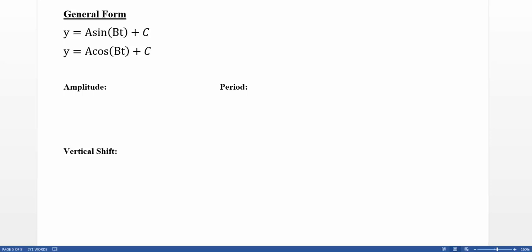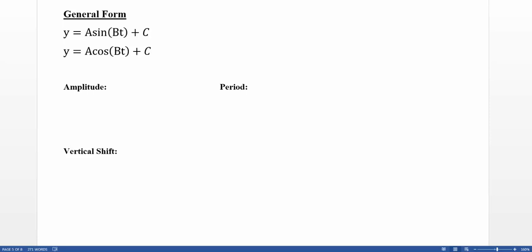So since we're going to be spending so much time working with sine and cosine, we want to consider the general form for these two functions. The general form for sine and cosine are y equals a sine of bt plus c and y equals a cosine of bt plus c. As you can imagine, if we're talking about sine and cosine without anything done to them, that means that a would be 1, b would be 1, and c would be 0.